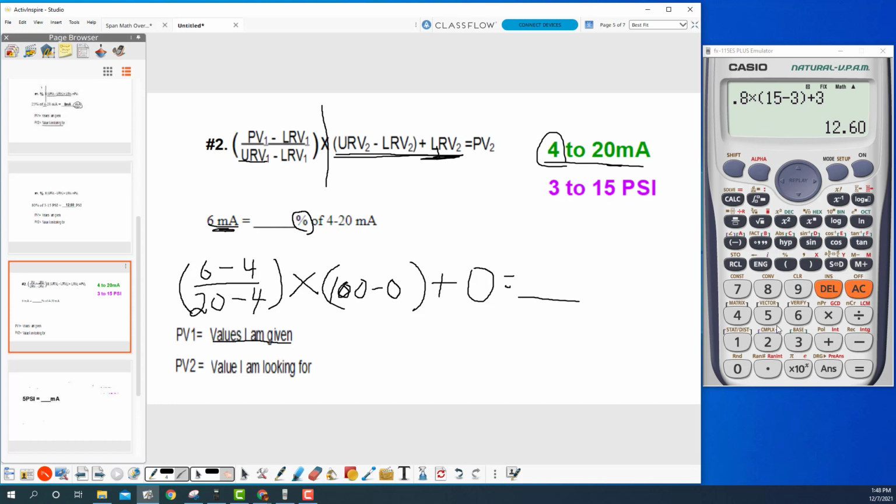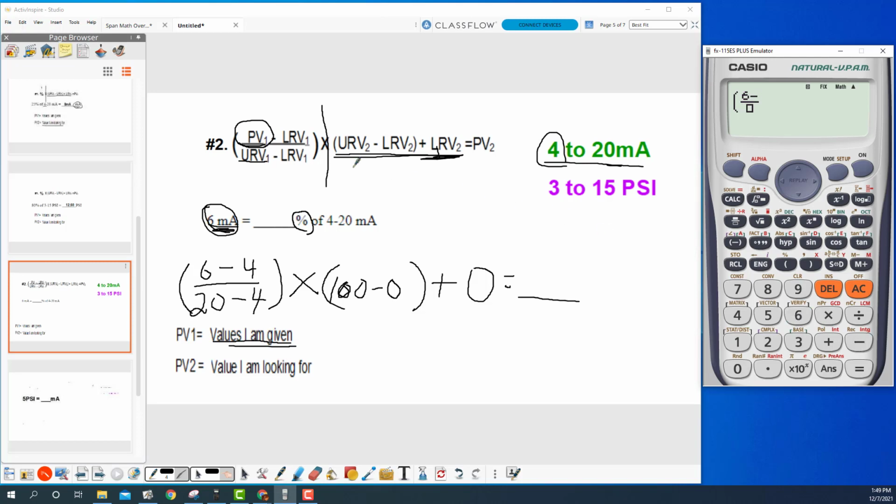First thing, everybody look at the calculator. We're going to open parentheses, then hit over under. The first thing we put in there is our process variable number 1. The number I was given, the PV1, is 6. It gave it to me right here, 6.